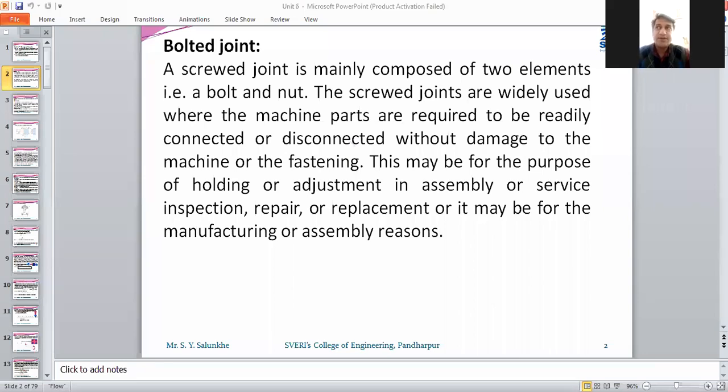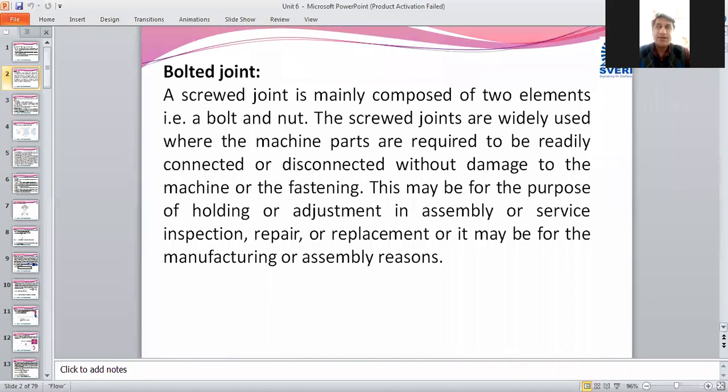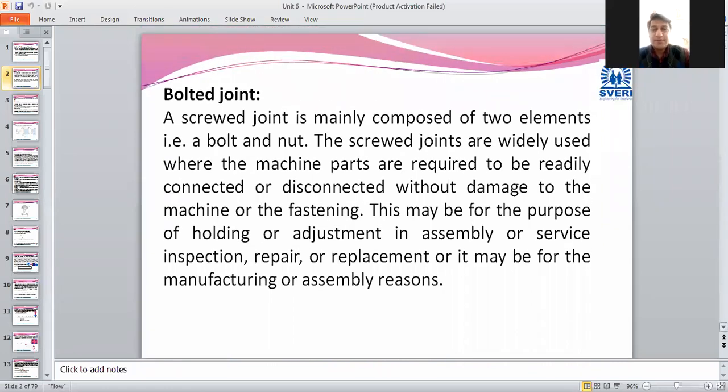But basically, let me ask one question. Where have you seen such types of joints and what is the purpose of these joints? Can anybody of you answer me that? First question is where you have seen this type of joints, and next question is what is the purpose for which this joint is done?